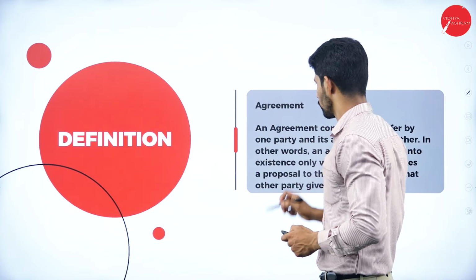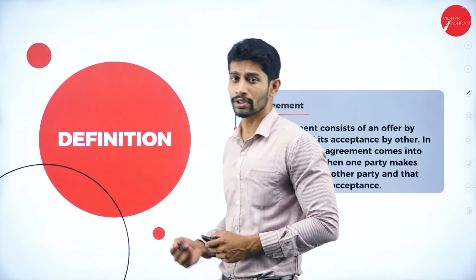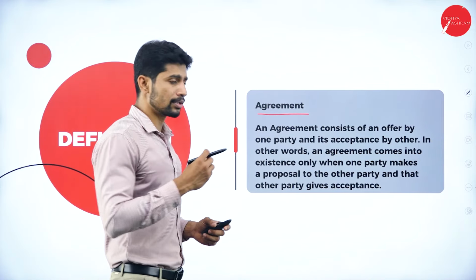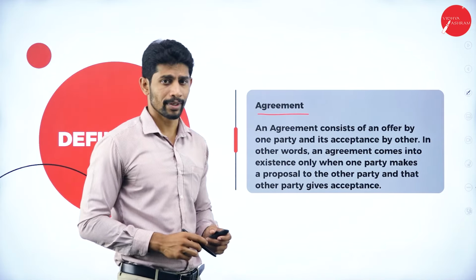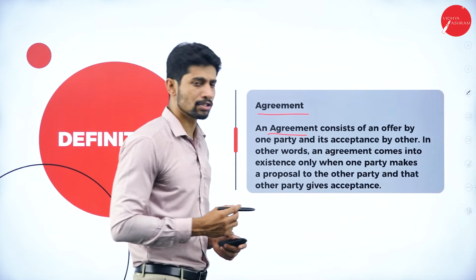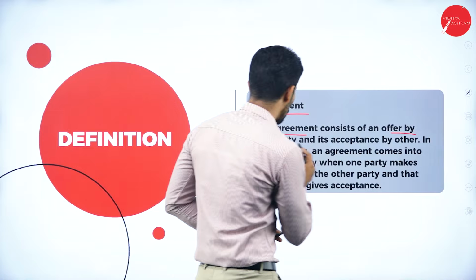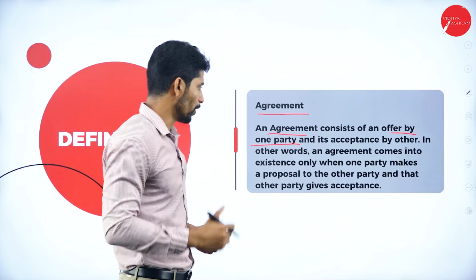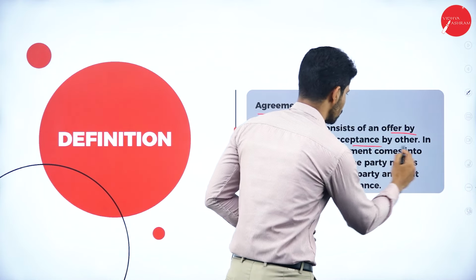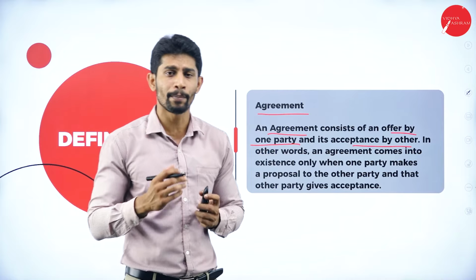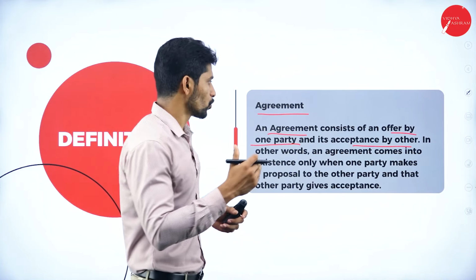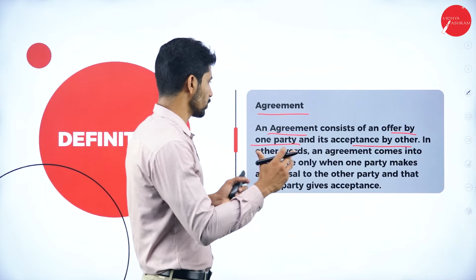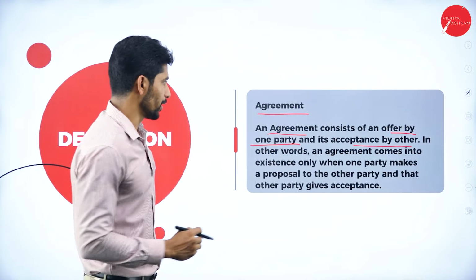Next, the definition of agreement. Before getting to know the definition of contract, first we have to understand the definition of agreement. So what is agreement? An agreement consists of an offer by one party and its acceptance by the other party. Here we'll be having two parties in an agreement. Who are those parties? One party who is going to offer and one party who is going to accept the contract or the agreement. So there should be two parties in an agreement.